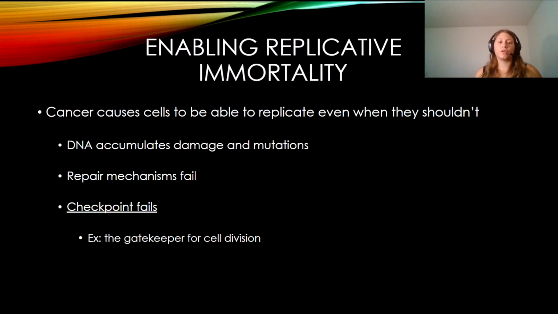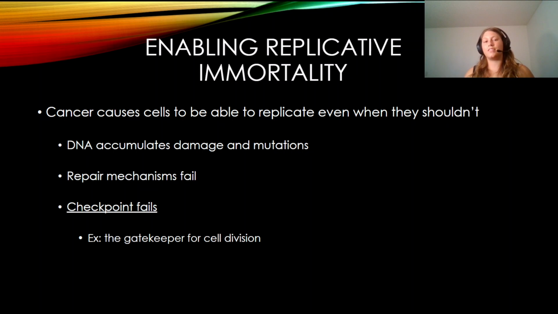The next hallmark is enabling replicative immortality. This basically means that cancer causes cells to be able to replicate even when they shouldn't be able to. This allows DNA to accumulate damage and mutations that normally it wouldn't be able to keep accumulating, as it would have been stopped from replicating. This is usually when a checkpoint fails.